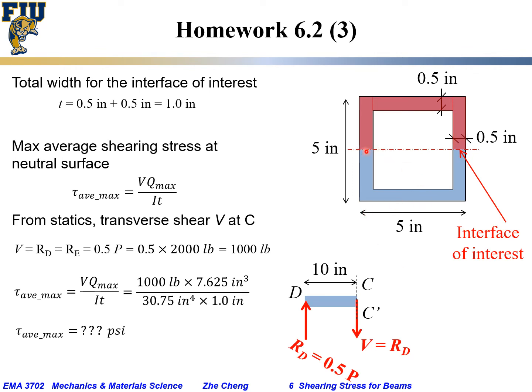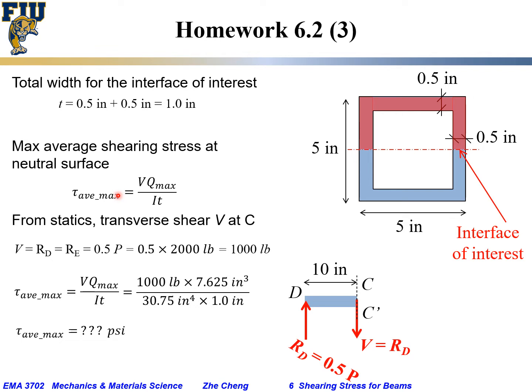The width, as we said, if this is our interface of interest, the total width for the interface of interest would be 0.5 plus another 0.5, it will be 1 inch. Therefore, the maximum average shearing stress is occurring along the neutral surface, and tau would be VQ over I.